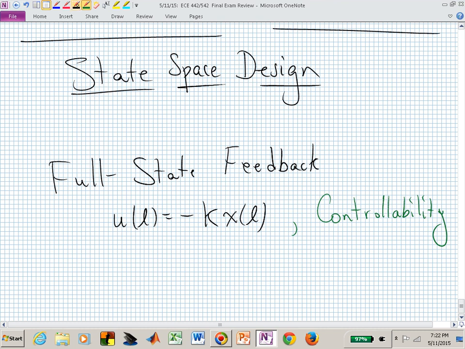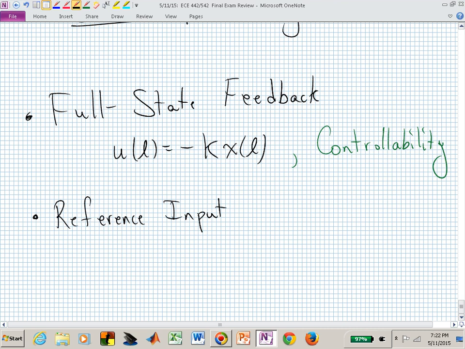The other piece of the state space design that I want you to be able to do is deal with having a non-zero reference input, meaning U of k not only has full state feedback, but you may also be introducing an external reference input. You're telling your system now you want to go somewhere instead of just settle from an initial condition with appropriate dynamics. Now you want to move somewhere with those same appropriate dynamics based on the choice of K. And you know a lot about appropriate dynamics. Questions?